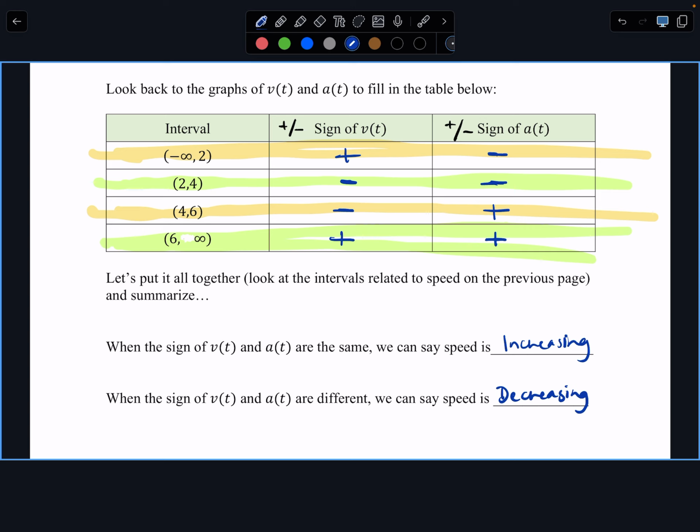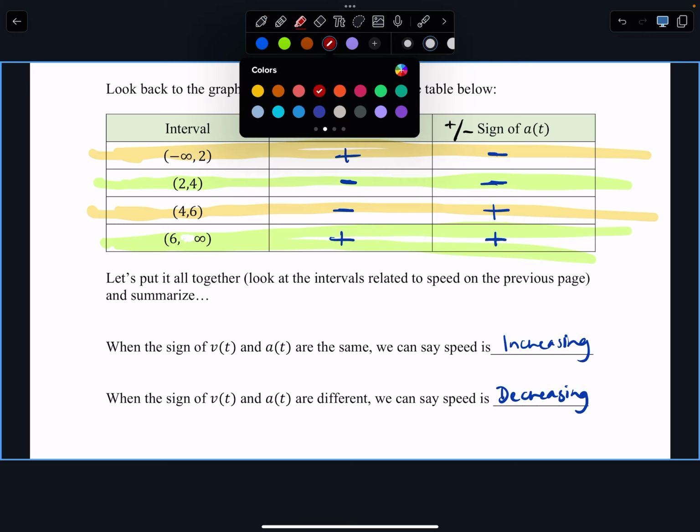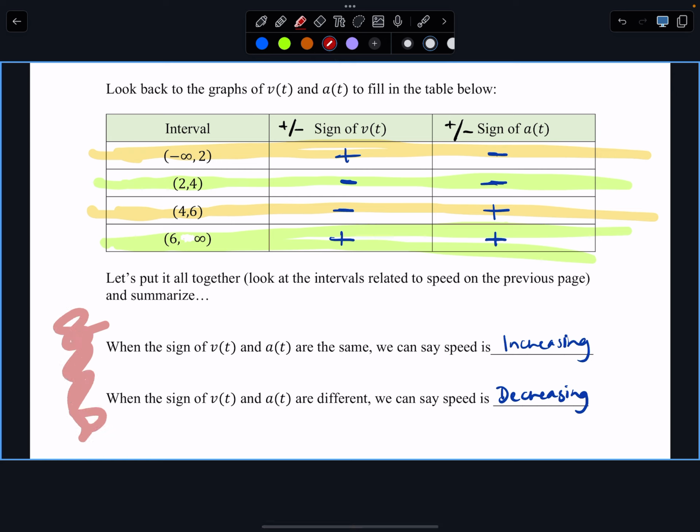So in order to justify that the object is speeding up on this interval, you would say velocity and acceleration are both negative. Or you could say velocity and acceleration are both positive. Does this make sense? This is something that you might want to put stars next to. It will come up over and over again. You need to know this relationship.